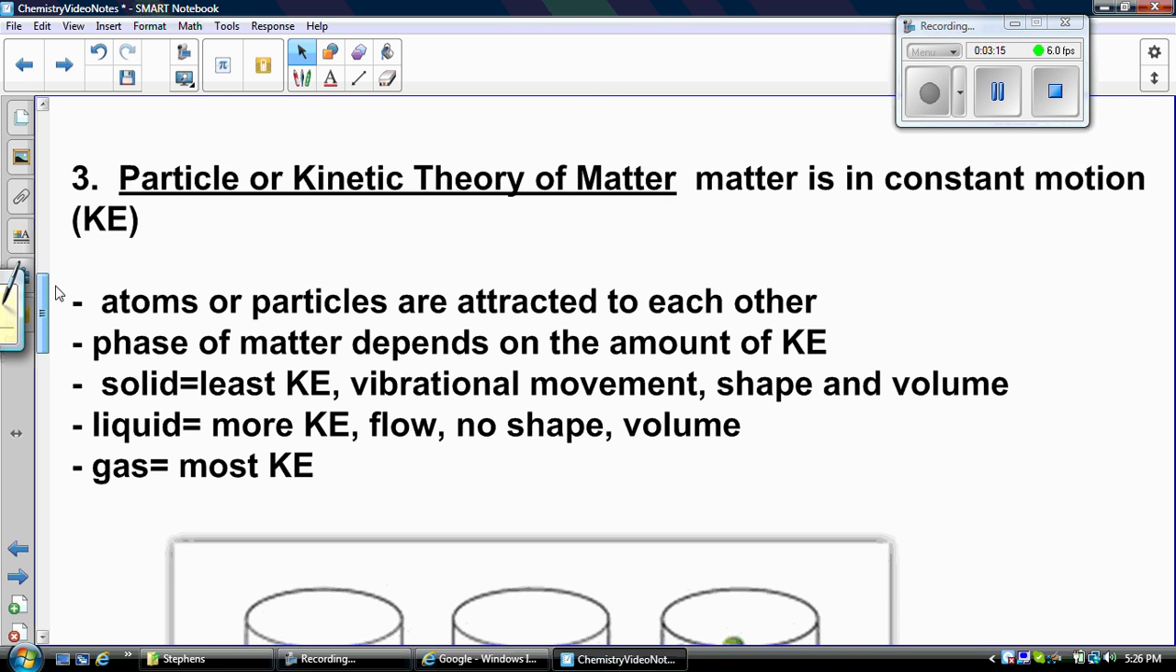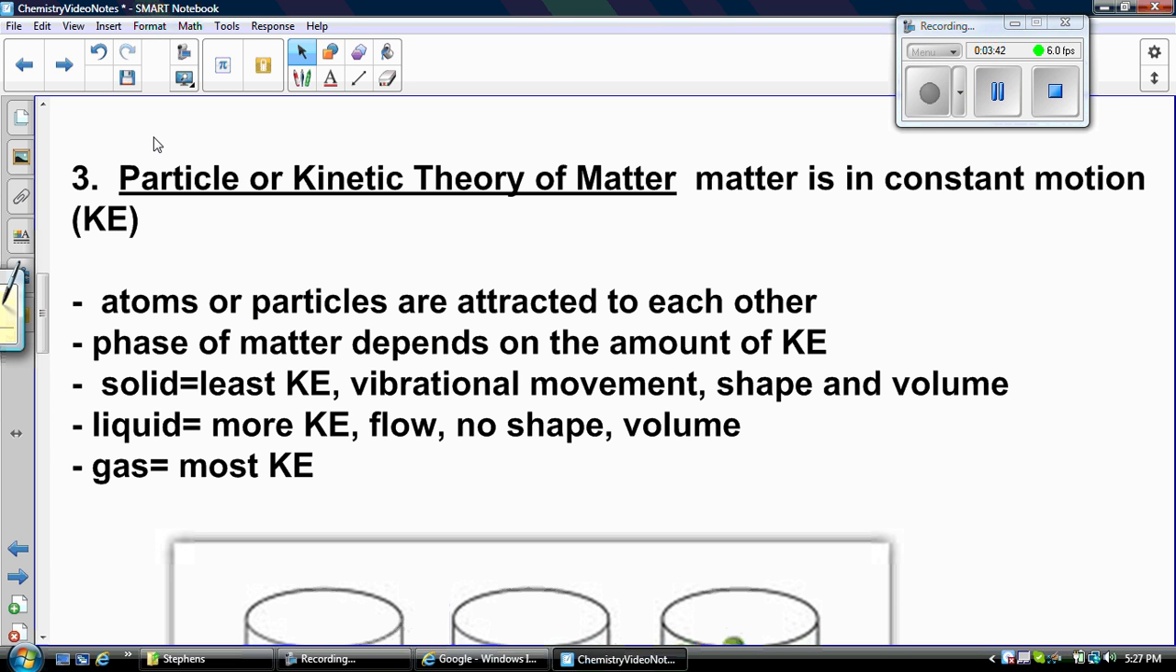Okay, so now we're going to review the particle or kinetic theory of matter. Remember, matter is always in constant motion. Those atoms, those particles that make up elements and compounds are always moving. They always have some form of kinetic energy. Also, atoms are attracted to each other. The phase of matter, whether it's a solid, liquid, or gas, depends on the amount of kinetic energy.